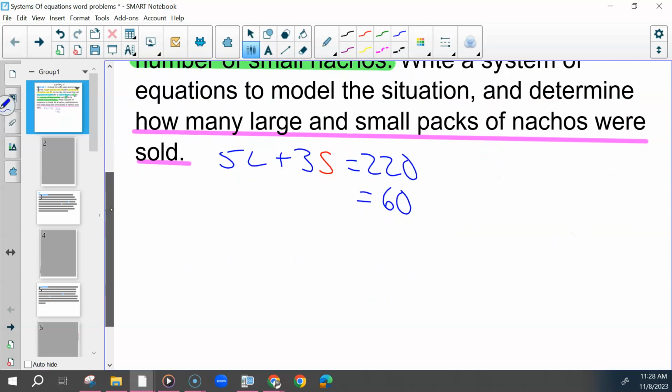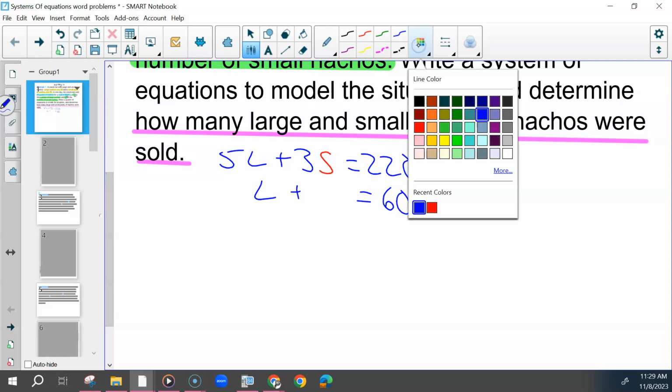60 represents the total number of nachos altogether. What else is about number of nachos? What else was given to us that says something about number of nachos? L and S. So those are going to be part of your second equation.